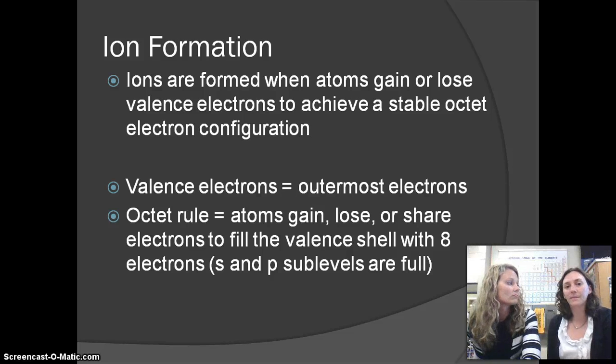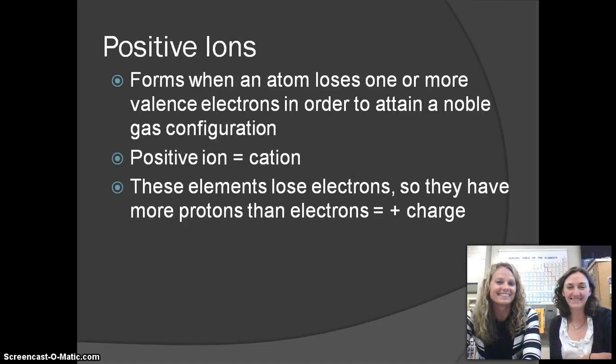You've heard that term many times before, especially if you've had me for Science 1. Octet, Chapter 5. The octet rule is when atoms gain, lose, or share electrons to fill the valence shell with 8 electrons. So it's basically all the noble gases. They obey the octet rule, and every other element wants to achieve that full octet. So the S and P sublevels are going to be full because S holds 2, P holds 6. That equals 8.